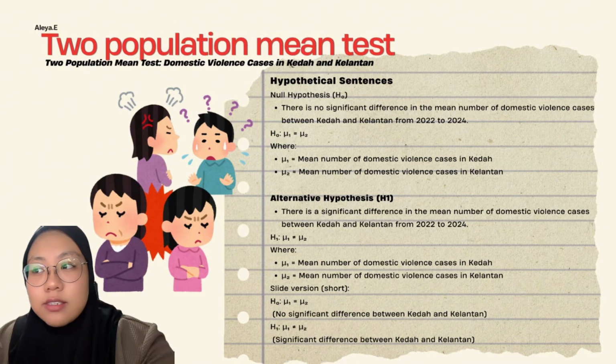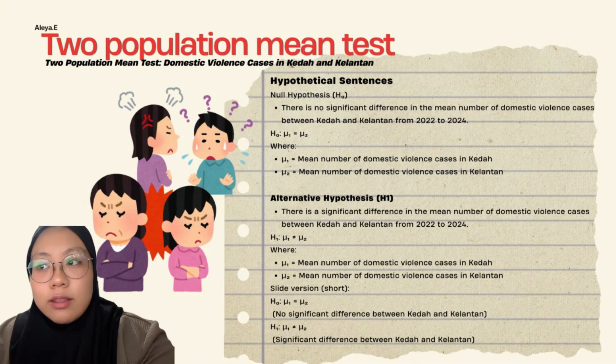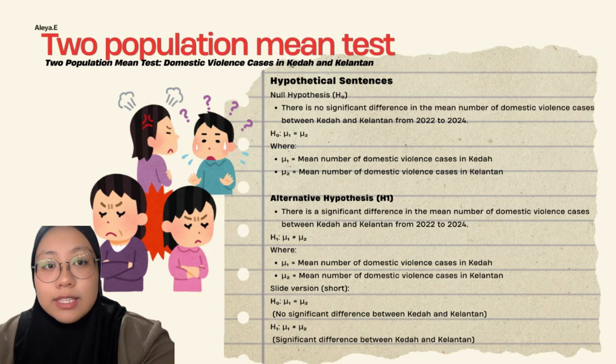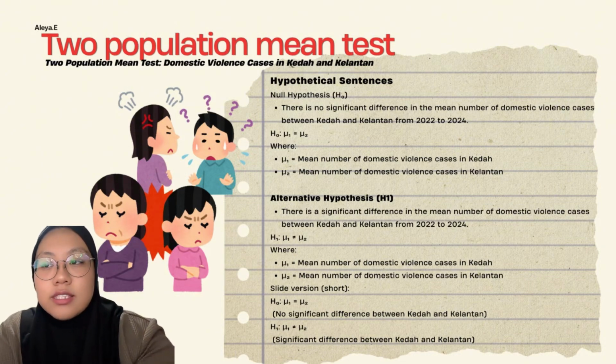Next is hypothesis. For this study, the null hypothesis states that there is no significant difference in the mean number of domestic violence cases between Kedah and Kelantan. The alternative hypothesis states that there is a significant difference in the mean number of domestic violence cases between these two states. This is a two-tailed hypothesis test because we are testing for any difference between the two means.